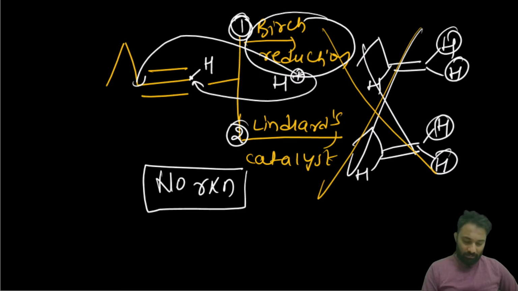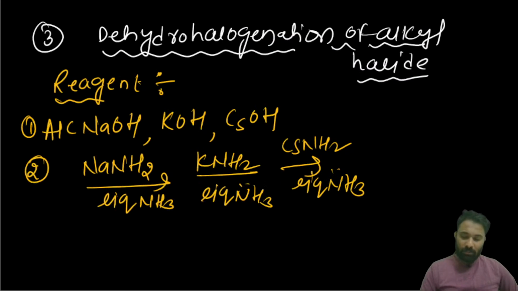Done. Now the next very most important reaction that we have studied, that is dehydrohalogenation. The dehydrohalogenation reaction and the elimination reaction are the same. Clear? Now this type of reagents we use in the E2, right? E2. Clear?